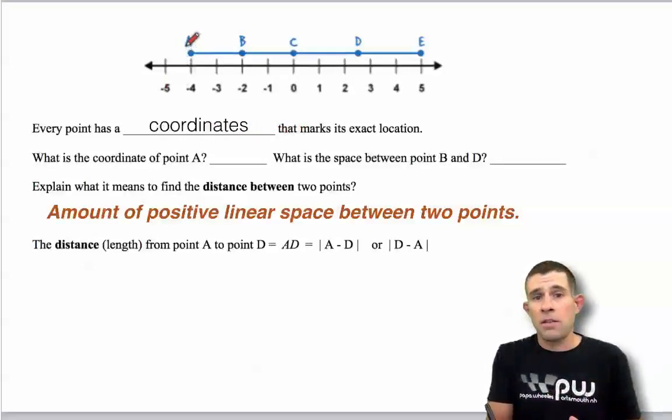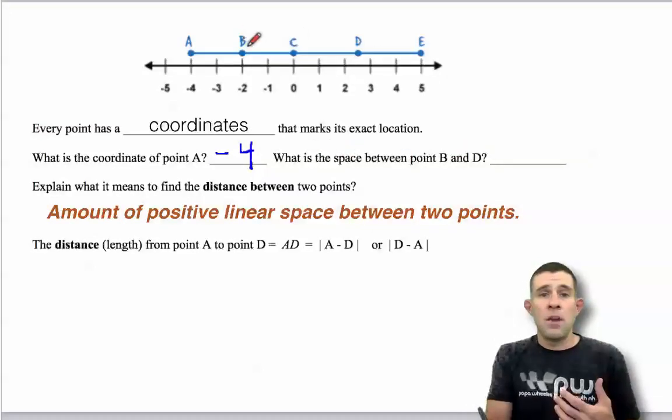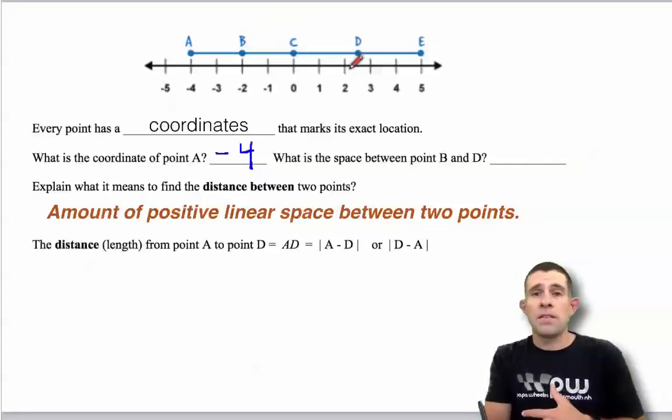So for example, if I take a look at my line segment up here, AE, I see that the coordinate of A is at -4. And if I want to find the distance or the space between B and D, what I'm looking for is the distance between points B and D on that segment.